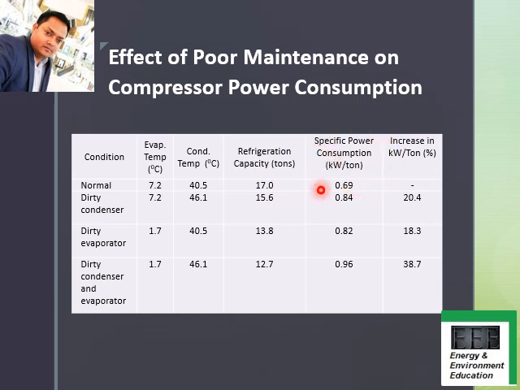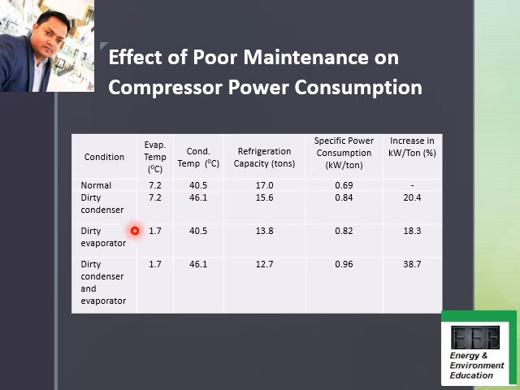So in the normal condition, these are the parameters or figures that we see here. In a case like, suppose the condenser is kept dirty, what happens is that the temperature of the condenser will increase. Now what we saw in the last slide is that you have to keep the condenser temperature as low as possible, but in this case, if the condenser is kept dirty, the temperature increases, so you will not get a better result here. The refrigeration capacity decreases, specific power consumption increases, and so does the kilowatt per tonnage, which is increased by 20.4%. So basically you are not getting a good result here.